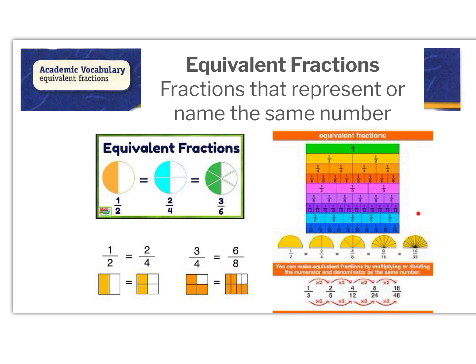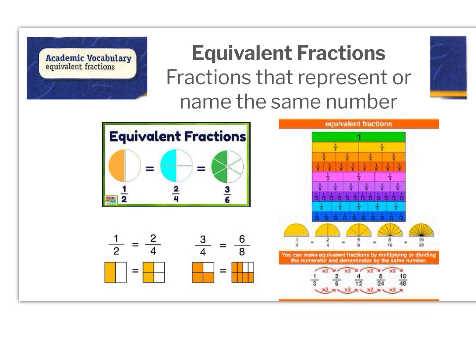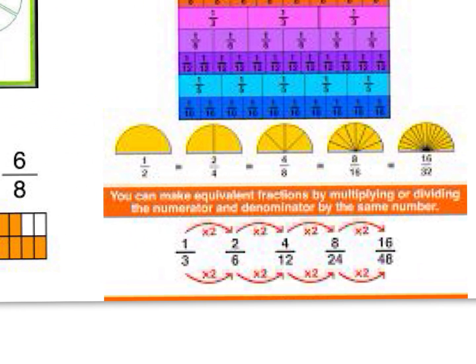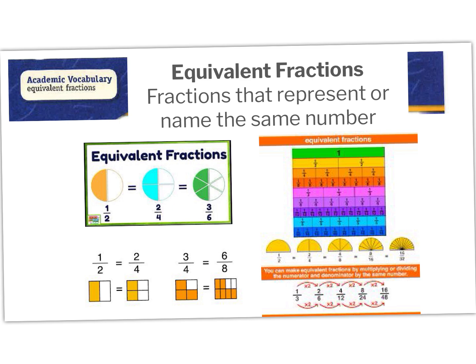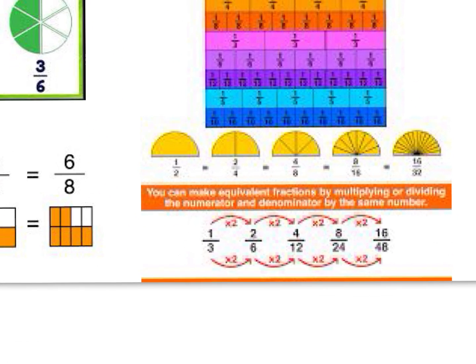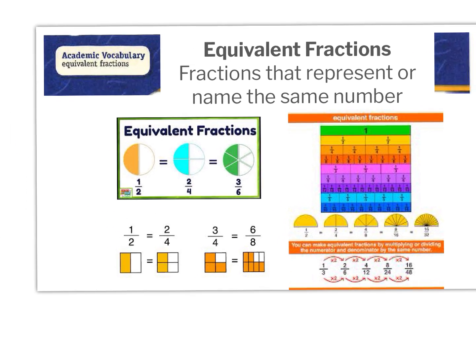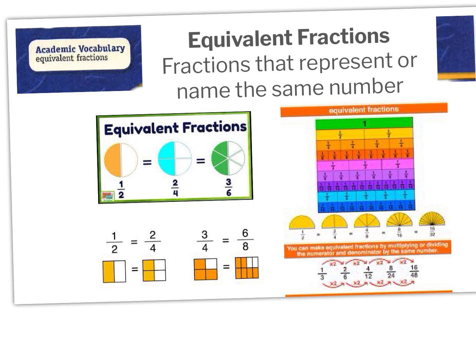You can also use fraction strips like this, either digitally or as manipulatives, to help you. And you can see down here, if I zoom in a little bit, how they find it. It's a little blurry, sorry, but you can see that 1/3, if you multiply by 2 on top and bottom, then you get 2/6. Then if you have 2/6 and you times it by 2 on top and bottom, you get 4/12 and so on. So you need to be able to multiply or divide the top and bottom by the same number to get an equivalent fraction.